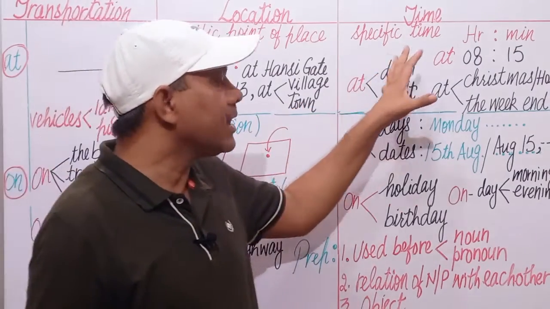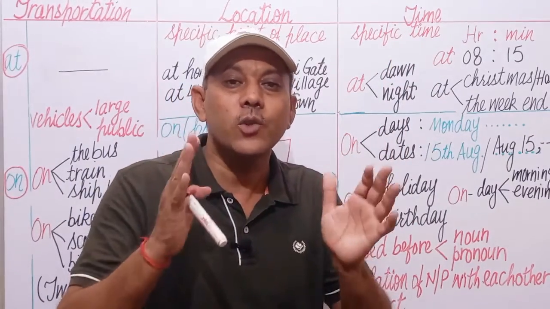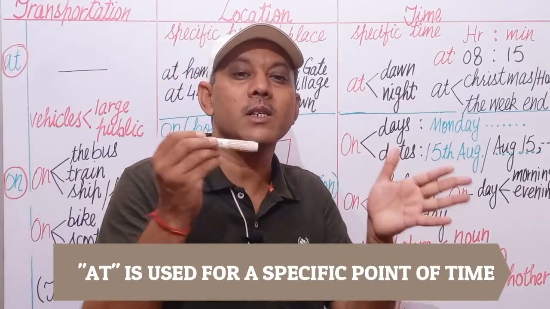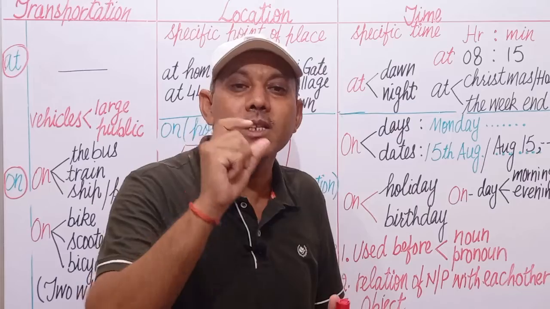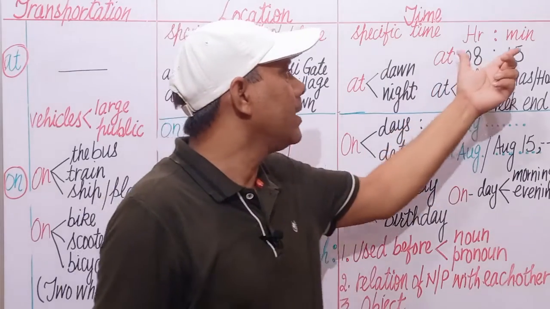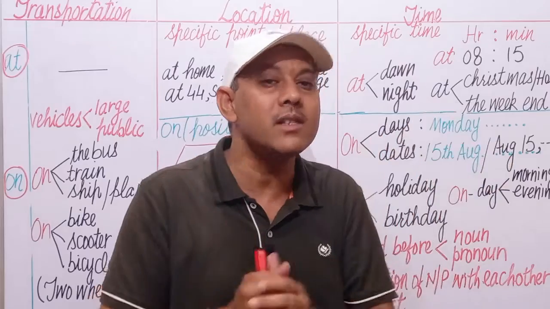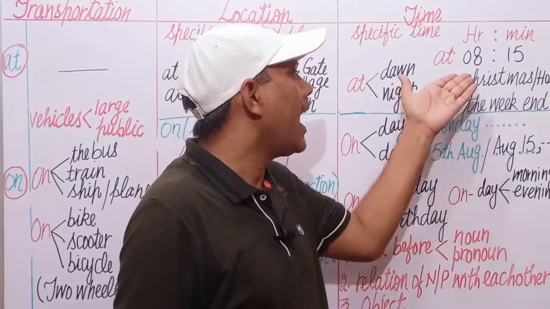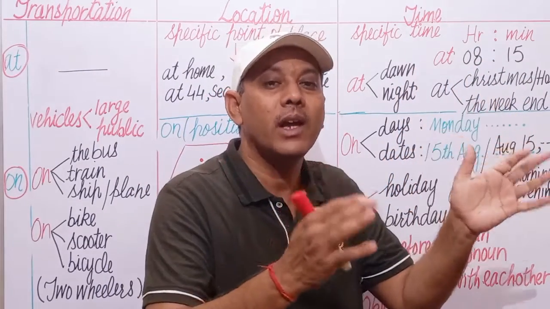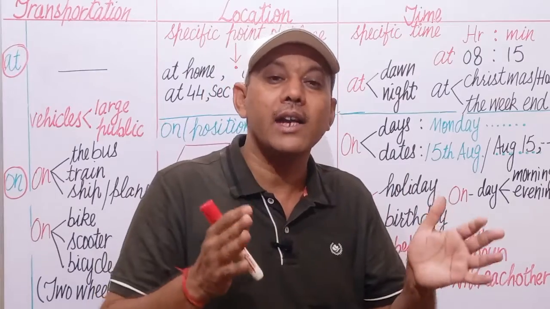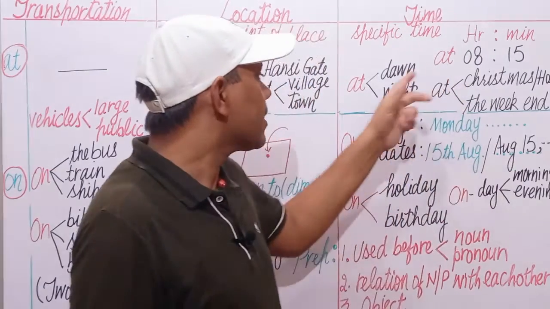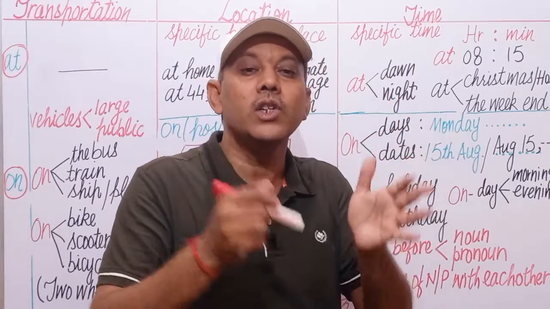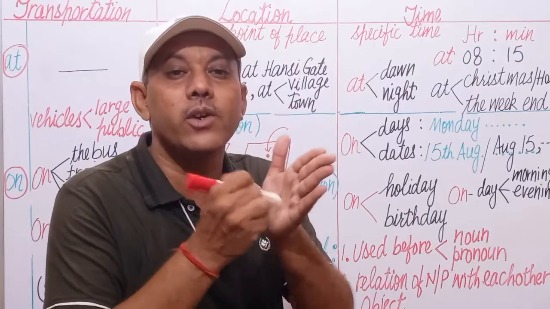Now, let us take the example of time. In case of time, where do we use at? At is used for a specific point of time. If the specific time is given, for example, it is given in hours and minutes or at a particular o'clock. For example, at 8:15 a.m., 8:15 p.m. or at 7 o'clock. Next, at dawn, at night, at noon. These are also known as specific point of time.